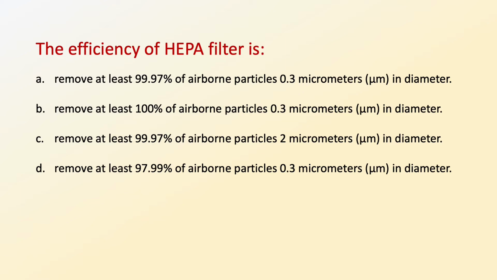Option C, remove at least 99.97% of airborne particles 2 micrometers in diameter. Or option D, remove at least 97.99% of airborne particles 0.3 micrometers in diameter. So the correct option is option A, that is the efficiency of HEPA filter is to remove at least 99.97% of airborne particles 0.3 micrometer in diameter.